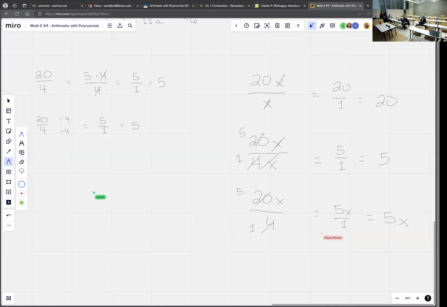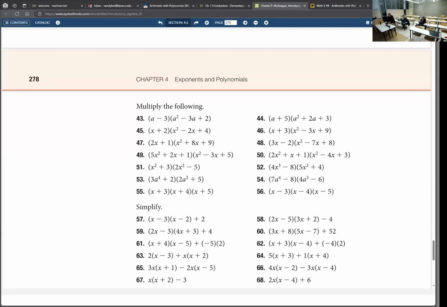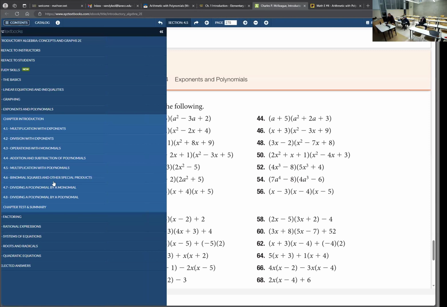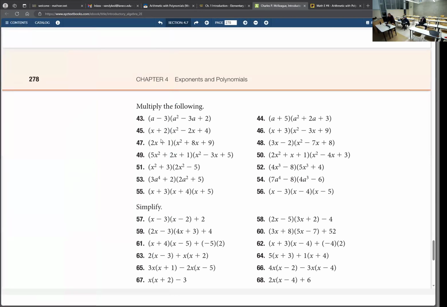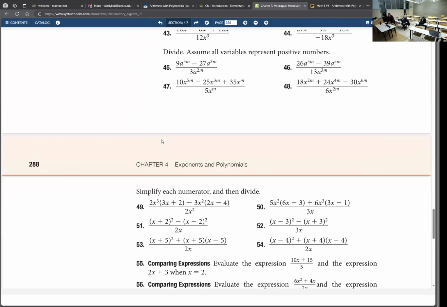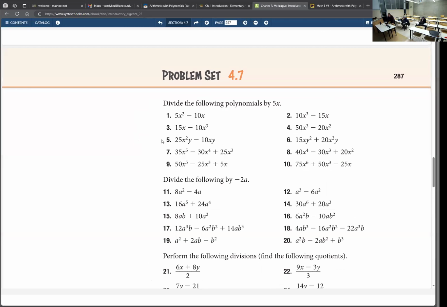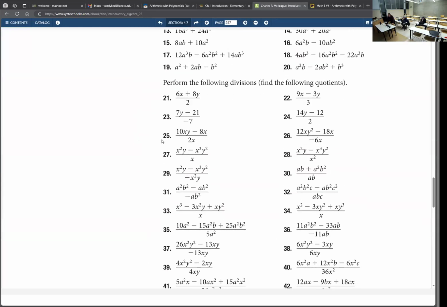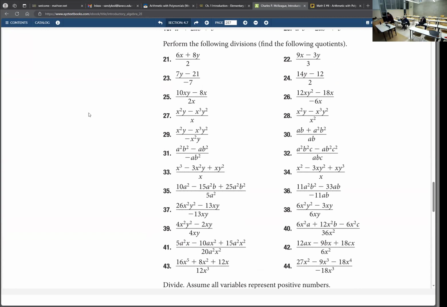Can we do it with numbers that don't like each other? I'm not sure they will ever actually do that. What they will do sometimes is put a binomial on the top. So let's find one from the homework, dividing a polynomial by a monomial. Okay, which one of those? 29, that's crazy. 29 looks crazy.